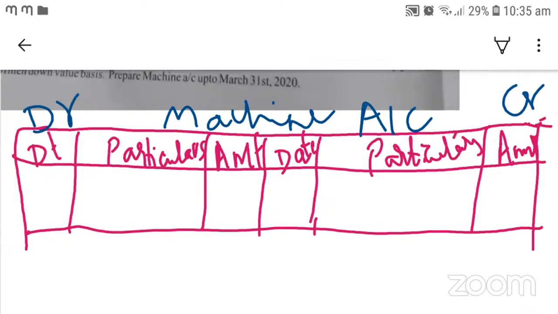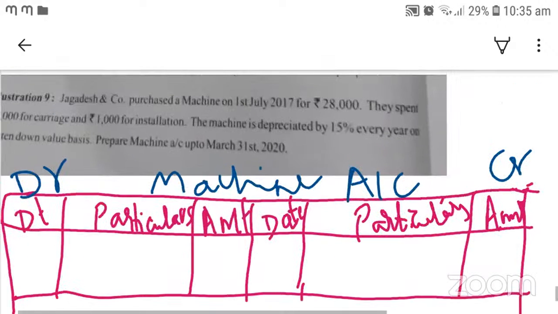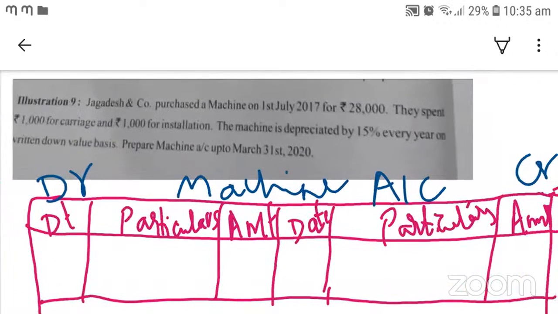We have to prepare. Okay, first for the first year, to bank account it is 28,000, and carriage 1,000, and 1,000 is the installation charges. So to bank account 28,000, and installation and carriage it will become 2,000. So the cost of the asset will be 30,000. Okay, like this. Depreciation we have to provide. Okay, depreciation, as the asset is purchased, we have to see the date.